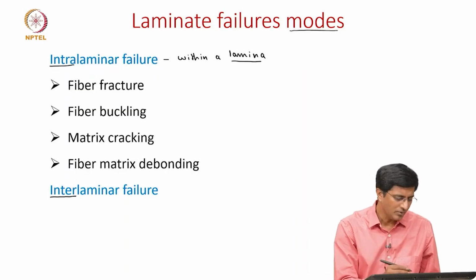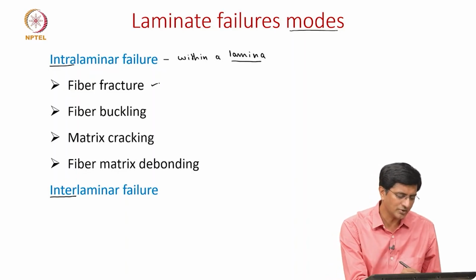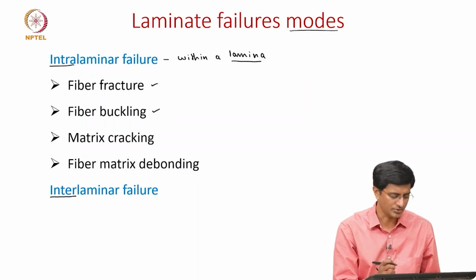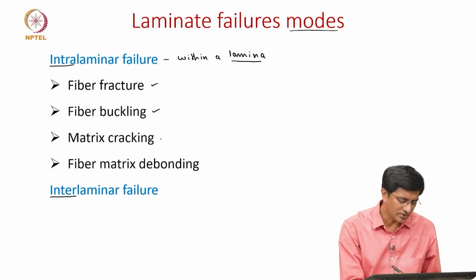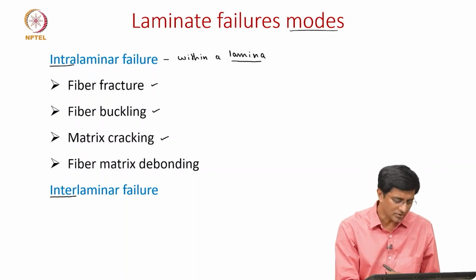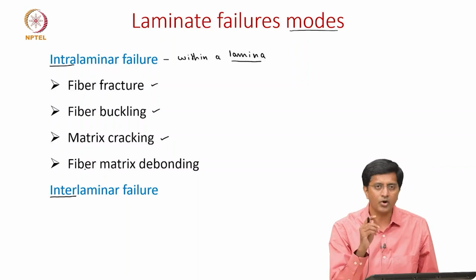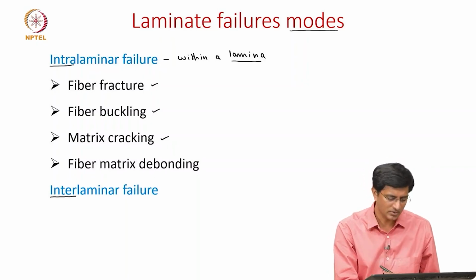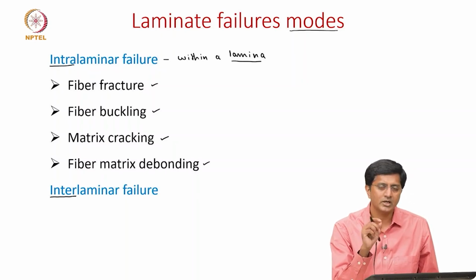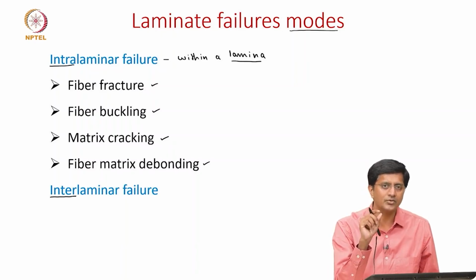Just to recap, we discussed that fibers can either fracture when we apply tensile load, or fibers can buckle, which usually occurs when we apply compressive load to the composite. Regarding the matrix, we said there are microcracks which can occur in the matrix because of the loading, either tension or compression. And there is another mechanism where the bonding between the fiber and the matrix is gone, which we call the fiber matrix debonding mechanism. These are the common mechanisms in which a composite fails within a single layer of lamina.